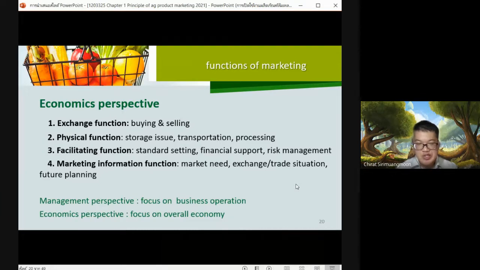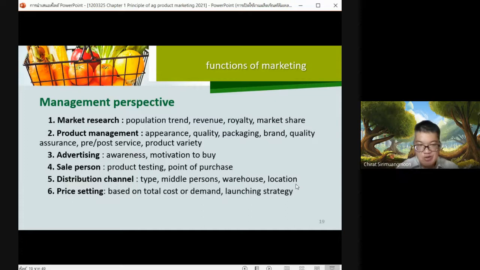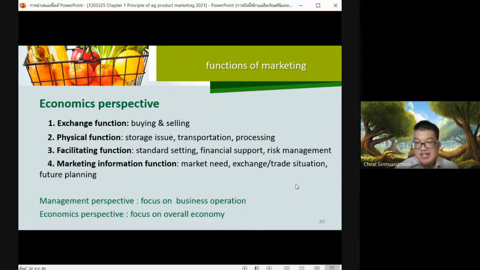So in conclusion, what is the difference between the management perspective and the economics perspective? The management perspective will focus on the business operation. So they will focus on the marketing research, the product management, advertising, salesperson, distribution channel, and price setting. But for the economics perspective, they focus mainly on the overall economy. So they think about demand and supply, they think about physical function, facilitating, and marketing information function.